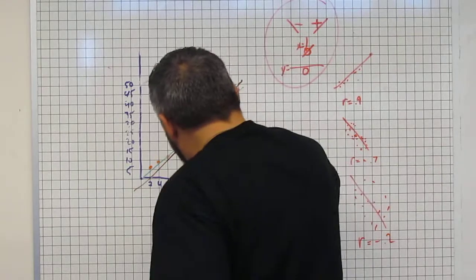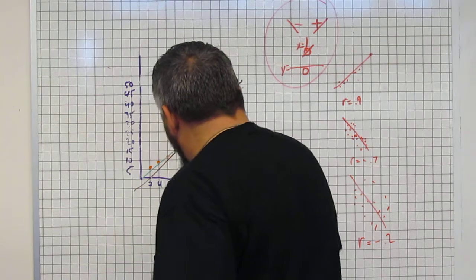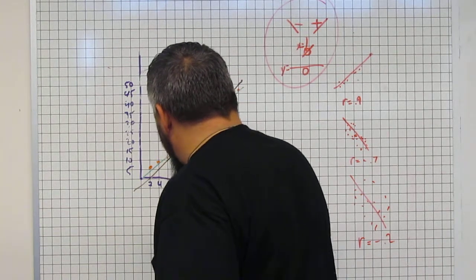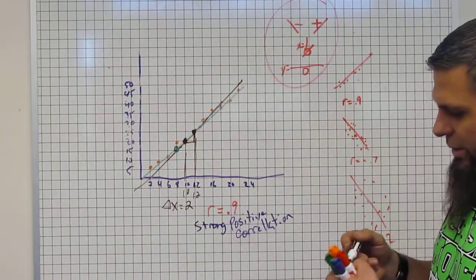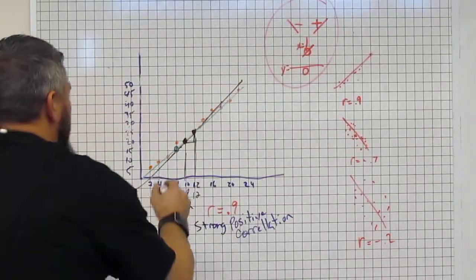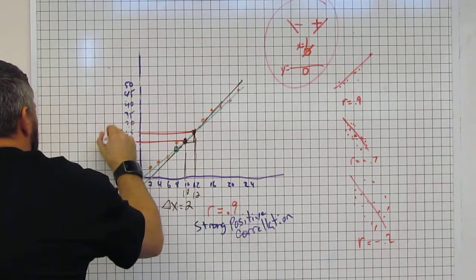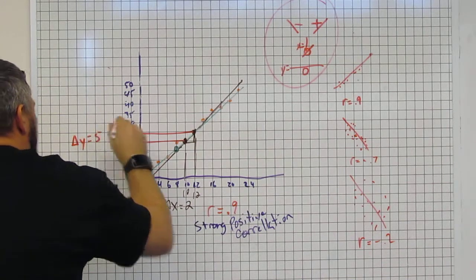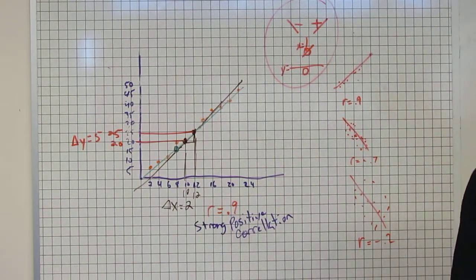This is 12, and this is 10, and the difference between them, the difference of x, is 2. For the other one, the difference is 20 and 25, so the difference in y is 5. So we start with the difference of y over the difference of x is equal to m, which is equal to 5 over 2.